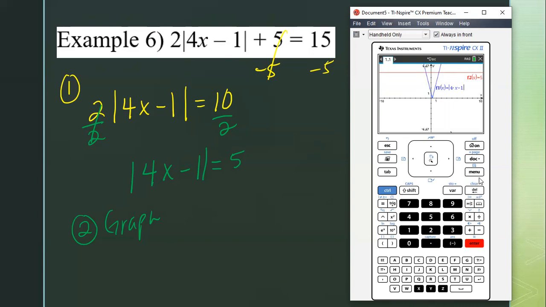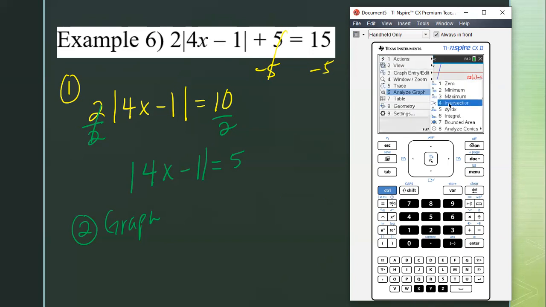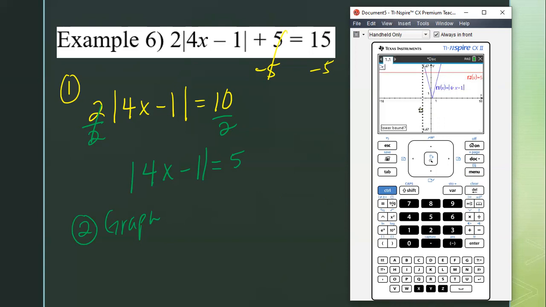So how do I get to the intersect? Anyone remember? So we menu, analyze, intersection. And we read books from where? Left to right. So we click on the left and we scroll. And where's our first answer? -1. And we scroll. And where's our second one?